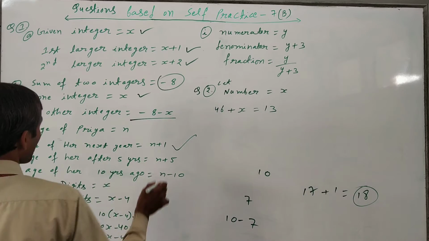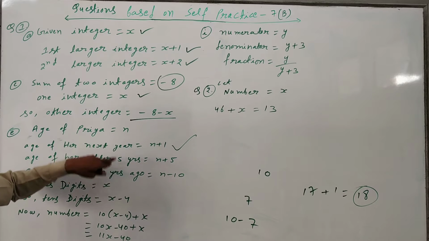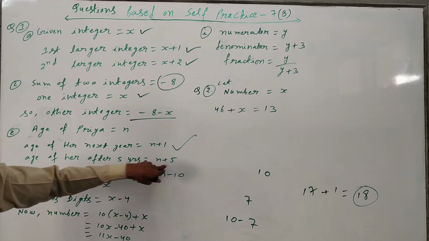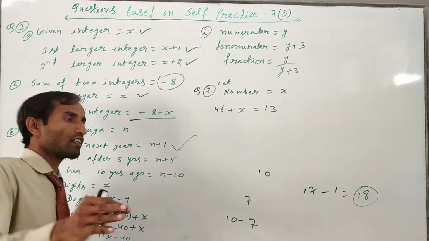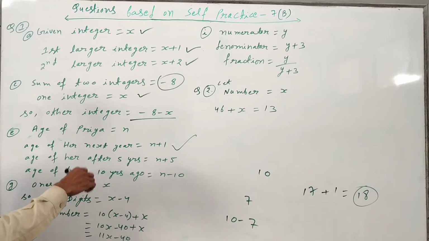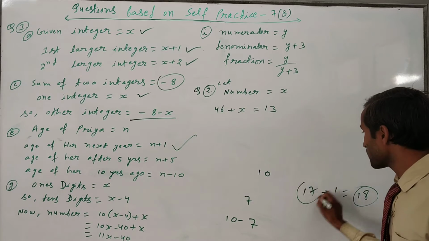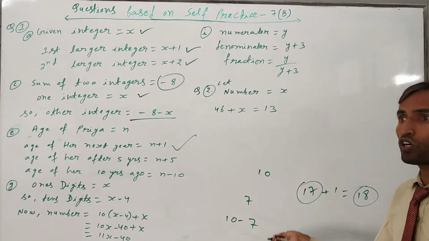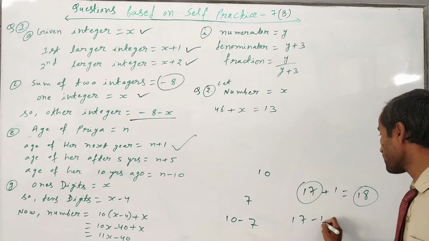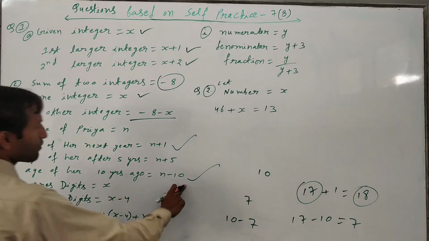Now we have to find the age of Priya after 5 years. We just have to add both: 5 plus n, meaning n plus 5. This is the answer. Next we have to find the age of Priya 10 years ago. We have to subtract. Right now Priya is 17, so 10 years ago it is 17 minus 10, which becomes 7. So the final answer is n minus 10. We have to subtract here.